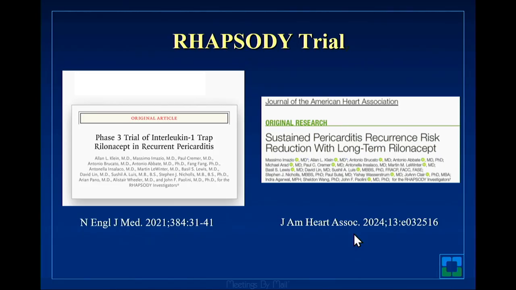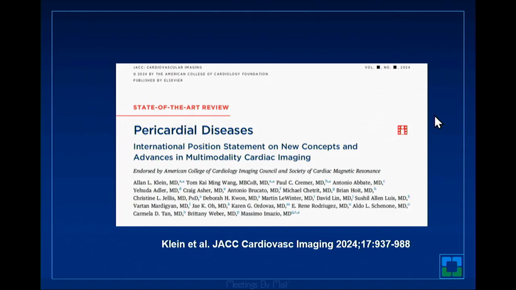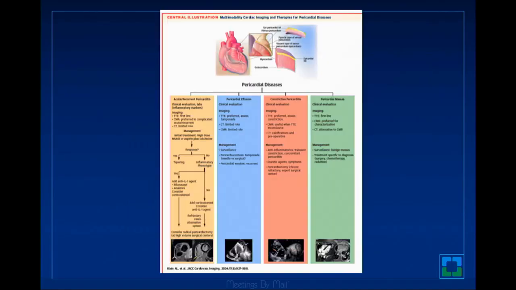But it all started with the RHAPSODY trial back in 2021, where we published IL-1 trap, rilonacept, and recurrent pericarditis. And more recently in JAHA, what happens long-term with rilonacept. Craig mentioned our international consensus paper from 22 experts all around the world. We're still waiting for an ACC guideline. However, in this consensus paper, we discuss recurrent pericarditis, pericardial effusion, constriction, pericardial masses, and we came up with some algorithms and a little bit more later about the consensus paper.